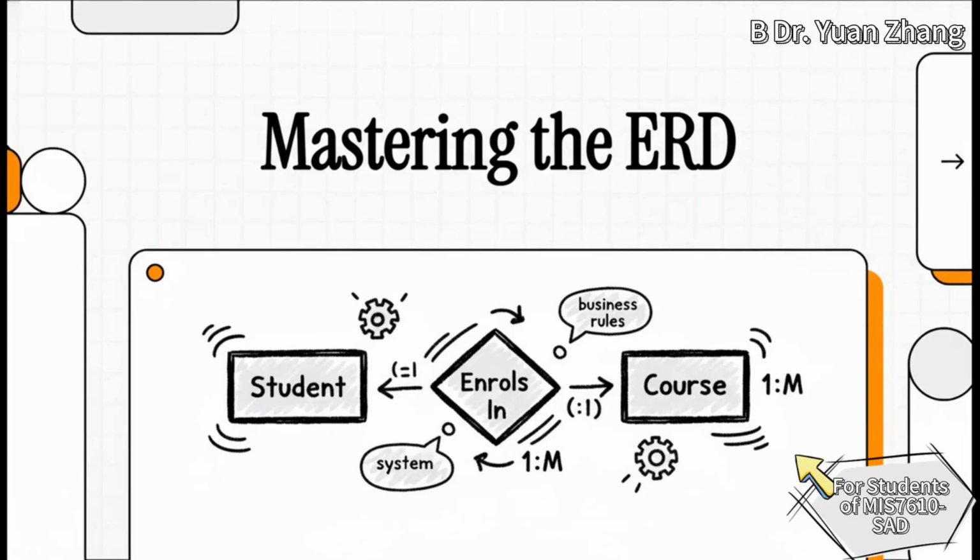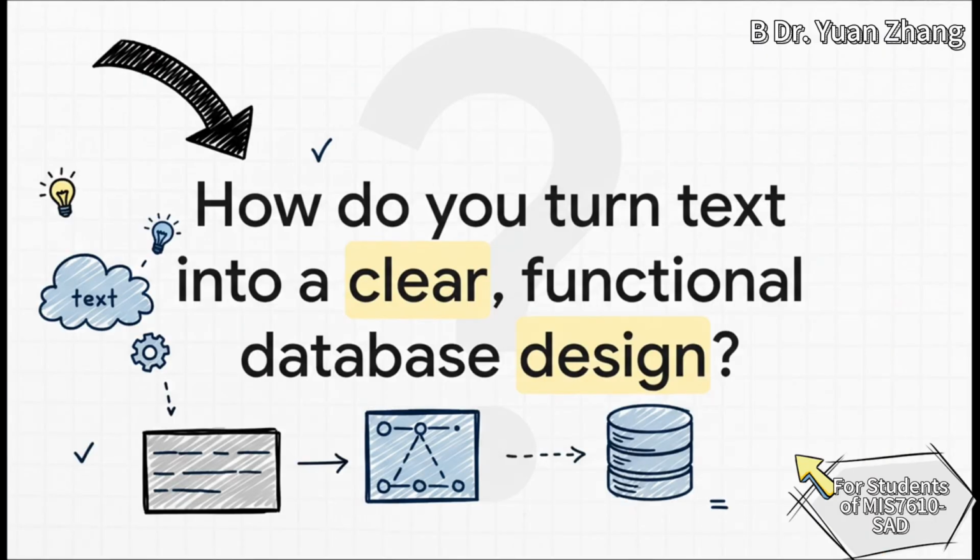All right, class, welcome. Today we're going to tackle something super important in systems analysis, how to create what's called an entity relationship diagram, or as you'll hear me say a lot, an ERD. So, you get a big paragraph of text describing a system. How in the world do you turn that into a clean, functional database design? I know it can look a little daunting at first, but trust me, it's a very logical process. We're going to walk through it step by step.